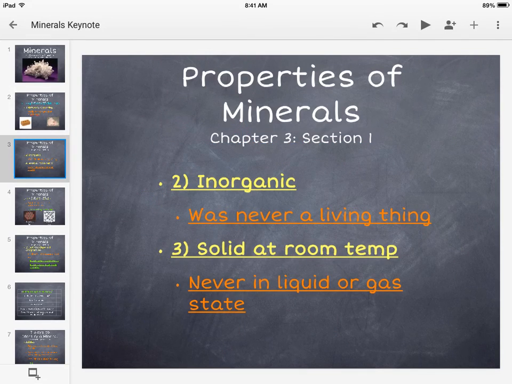Next, the first one is inorganic. When you look at this prefix here, "in" means not, like invisible or incorrect. In means not, and organic, if you think of another word, is organism. So not an organism, meaning it was not a living thing or it was never a living thing. Number 3 is that it's solid at room temperature. If you look at all the mineral samples, we don't have any minerals that are in a liquid or a gas state.